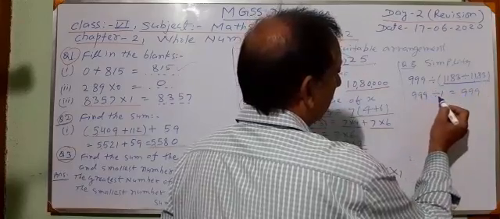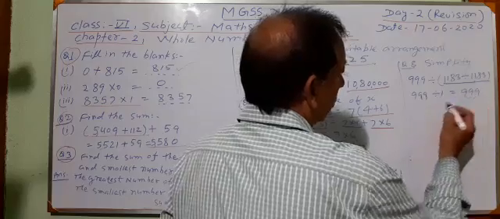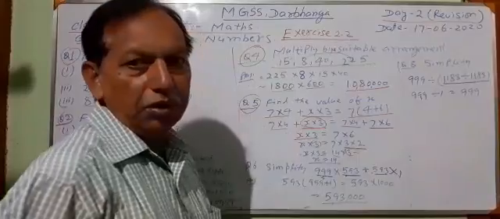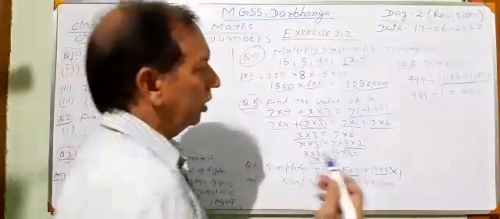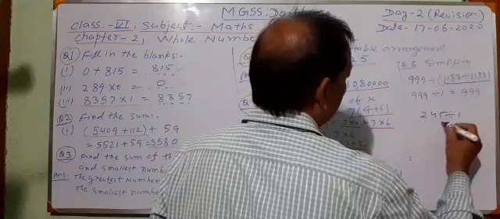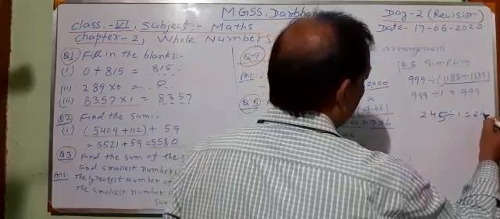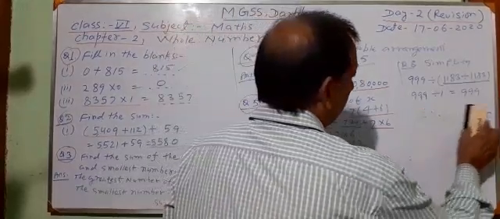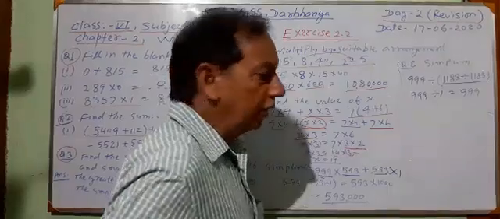Now 999 divided by 1 is equal to 999. And the second property of division is, if any number is divided by 1, the quotient will be the same. 245 divided by 1. This is equal to 245. And here 999 divided by 1. This is equal to 999.